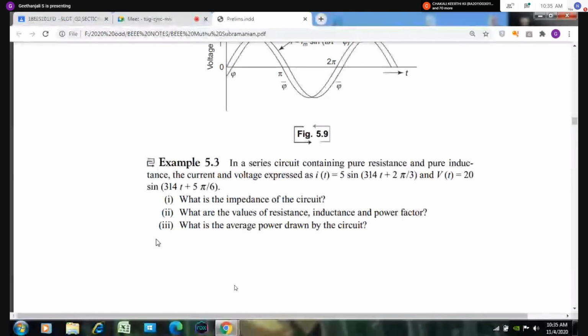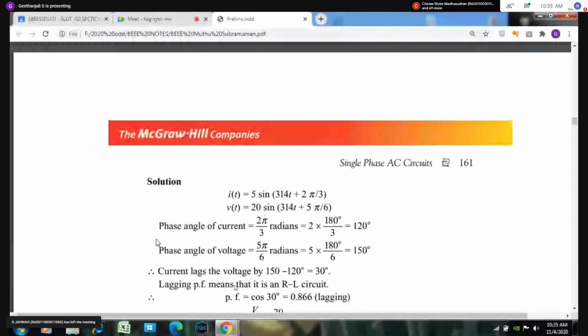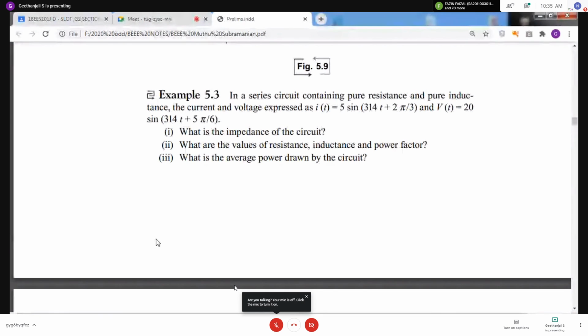All of you go through example number 5.3. Don't think about it too much. Your subject is basic electrical and electronics engineering, so all the topics you are reading under this subject are basic. All are easy. No complicated topics are present in your syllabus. All of you go through the example.